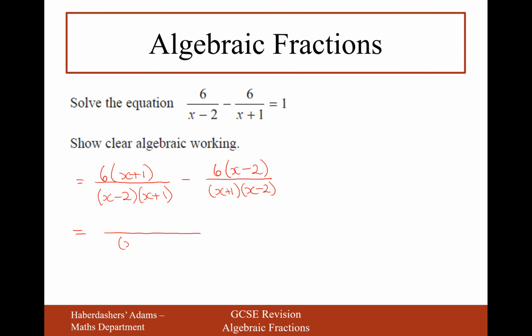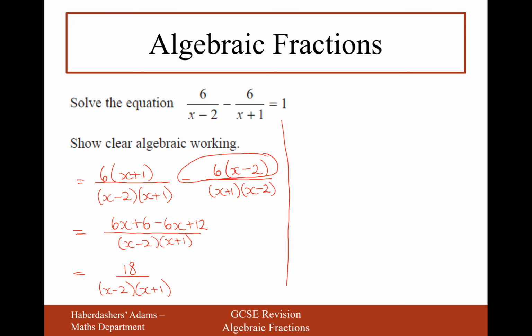Now that we have a common denominator, we can subtract the fractions. So it's going to be 6x plus 6, and then it's going to be subtract all of this second fraction here, so it's going to be subtract 6x, and then it's going to be add 12 from the double negative. So simplifying this, it's going to give us 18 over x minus 2, x plus 1. Right, so that's step 1 done. Now we need to set the equation equal to 1.